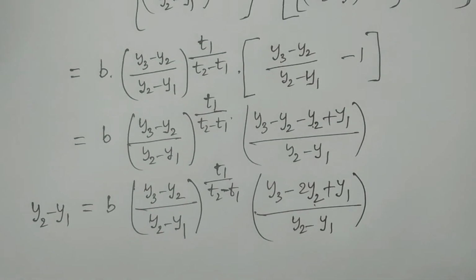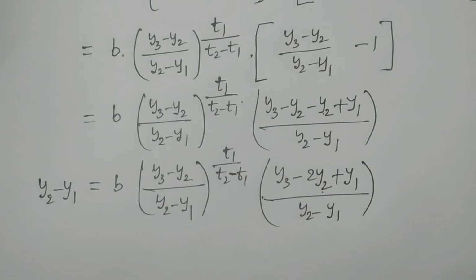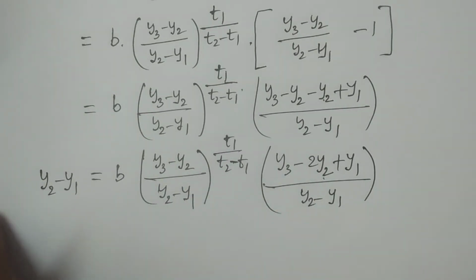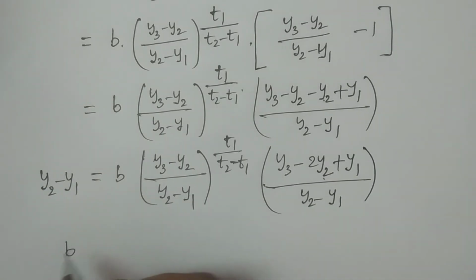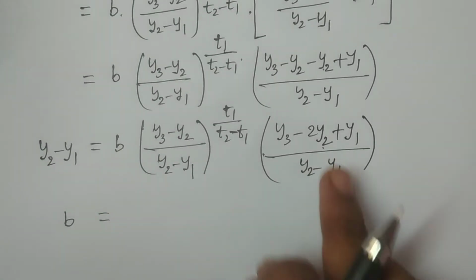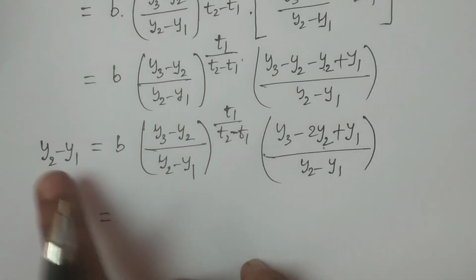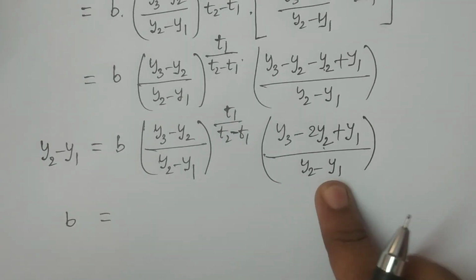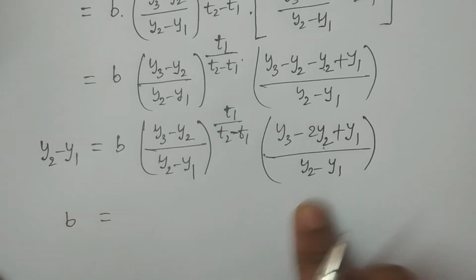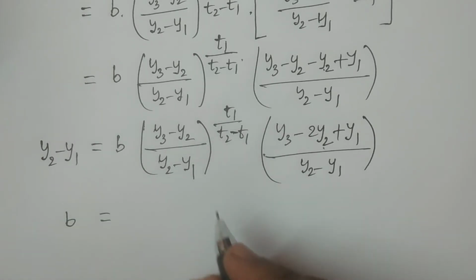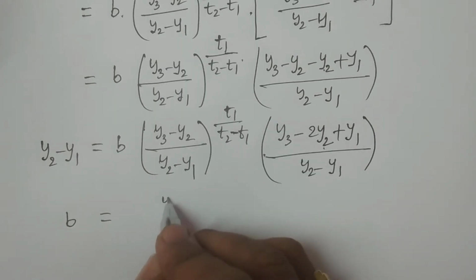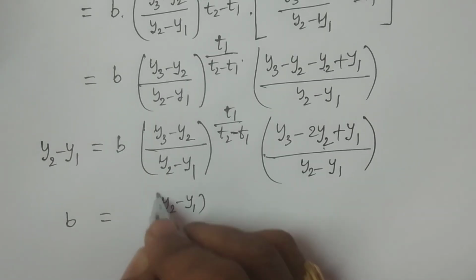Now, you have to calculate b. Remember, we have to calculate b. So all these terms you have to take to the left hand side. So therefore, b is equal to, finally, you take all the terms to the left hand side, so what you will get is y2 minus y1 into y2 minus y1. You leave this particular term. This is what I am doing: y2 minus y1 into y2 minus y1, this is y2 minus y1 whole square. First one, y2 minus y1 whole square.